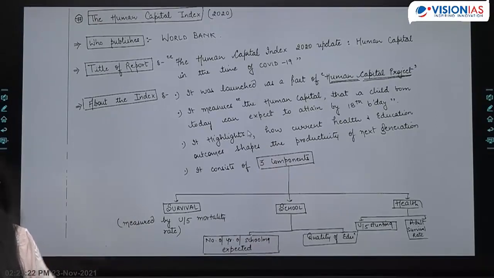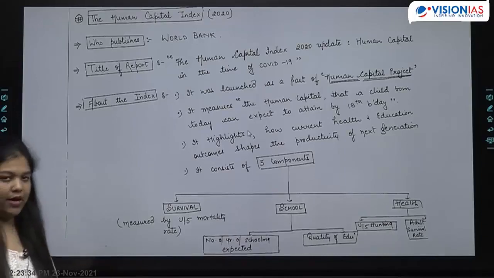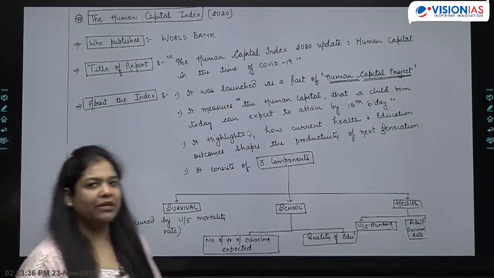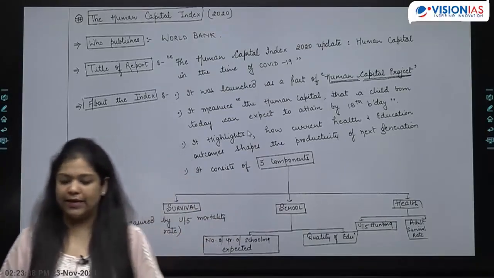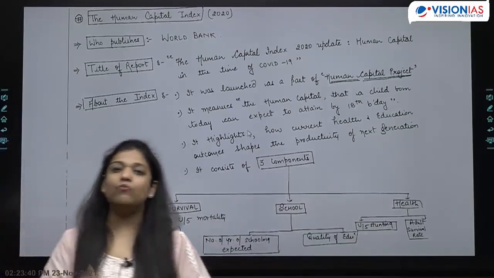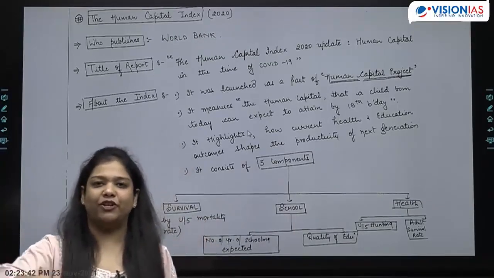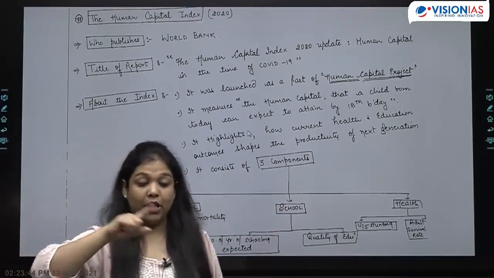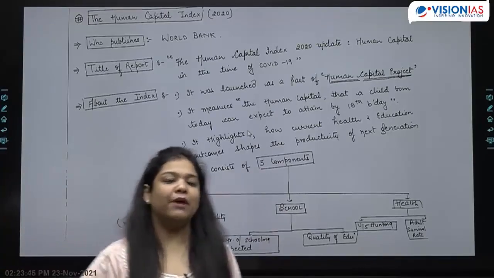About the index in general, what do you mean by human capital? Overall, the index is measuring how much human capital a child who is born today is expected to achieve by their 18th birthday. That is the purpose of the Human Capital Index. ये यही measure करता है कि the child who is born today, how much human capital the person is expected to achieve by the 18th birthday. तो अब concept आता है, what do you mean by human capital?